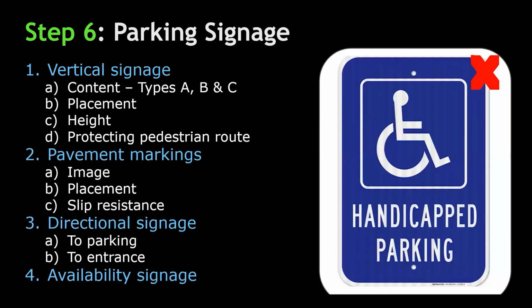That takes us again to signage. A lot of people don't think about all the different things we have with signage, but it includes vertical signage. And that means we've got to differentiate the type A, type B, and type C. We've got the pavement markings, we've got the directional signage, and we have availability signage. So you can see here on the right, the image says handicapped parking. Well, there's nothing handicapped about the parking. That's outdated information. So we wouldn't want to use that language, and that's not consistent with our legislative requirements even.